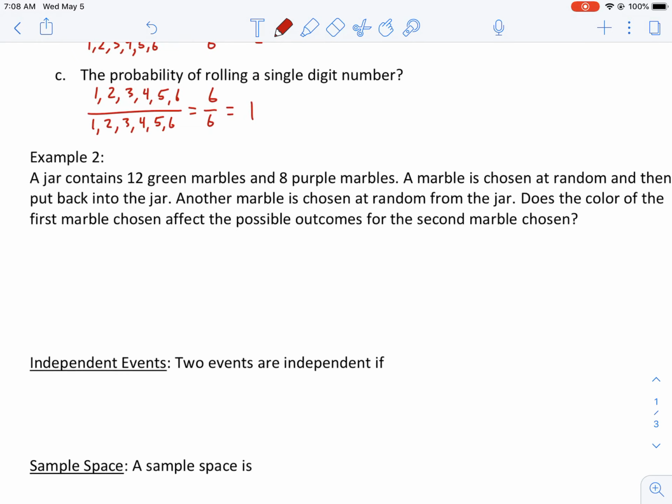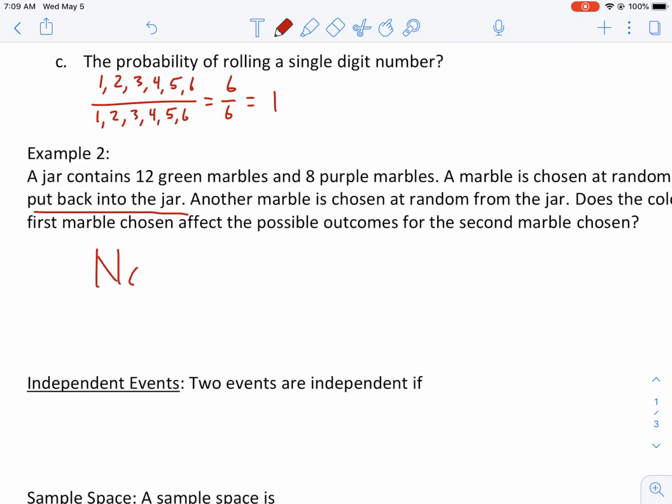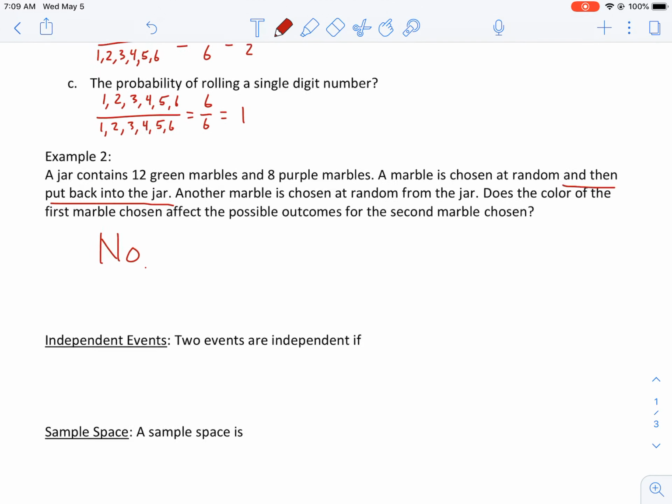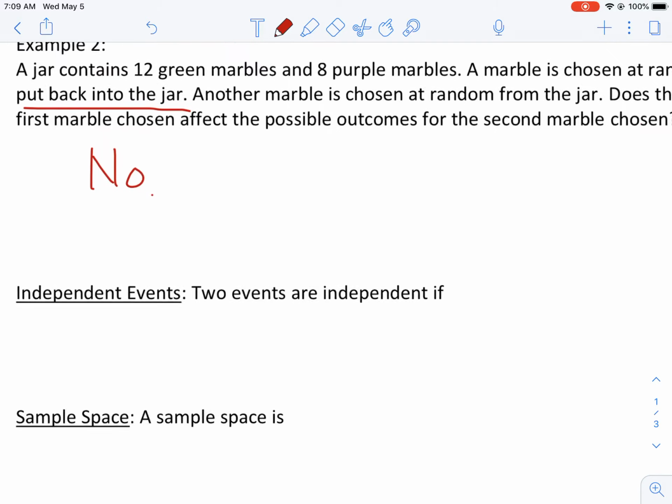Example 2. All right. A jar contains 12 green marbles and 8 purple marbles. A marble is chosen at random and then put back in the jar. Another marble is chosen at random from the jar. Does the color of the first marble chosen affect the possible outcomes for the second marble? So this is talking about this thing called replacement, okay? The fact that the marble was put back into the jar means that no, the first marble's color does not affect the second marble. You put it back in, you shake it up, right? You still have a 12 out of 20 chance that it could be green or 8 out of 20 chance that it could be purple. So what this is called is independent events, okay?